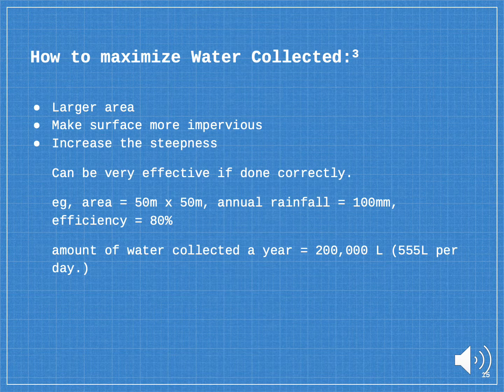If done correctly, a ground catchment system can be very effective. For example, if the catchment surface area is 15 meters by 50 meters and annual rainfall is 100 millimeters and the efficiency of the system is 80%, which is about the efficiency of a roof catchment structure, the amount of water collected in a year is 200,000 liters. That is about 555 liters per day.